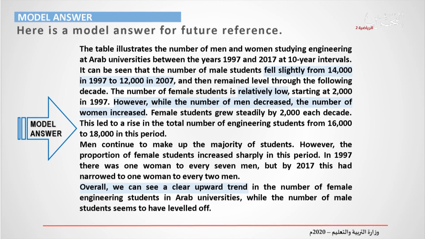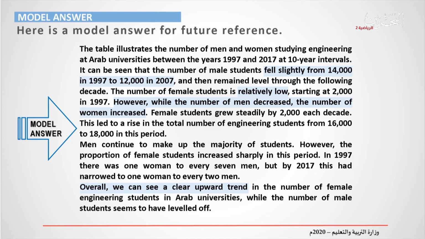In 1997, there was one woman to every seven men, but by 2017, this had narrowed to one woman to every two men. Overall, we can see a clear upward trend in the number of female engineering students in Arab universities, while the number of male students seems to have leveled off.